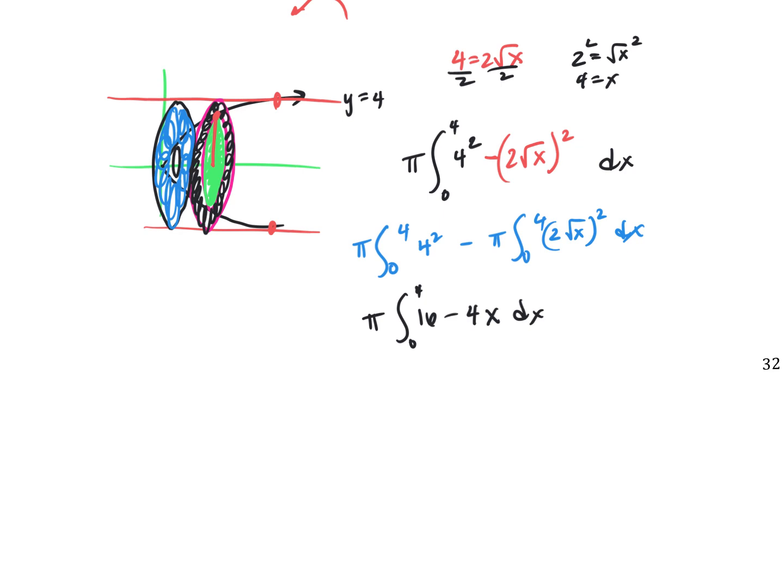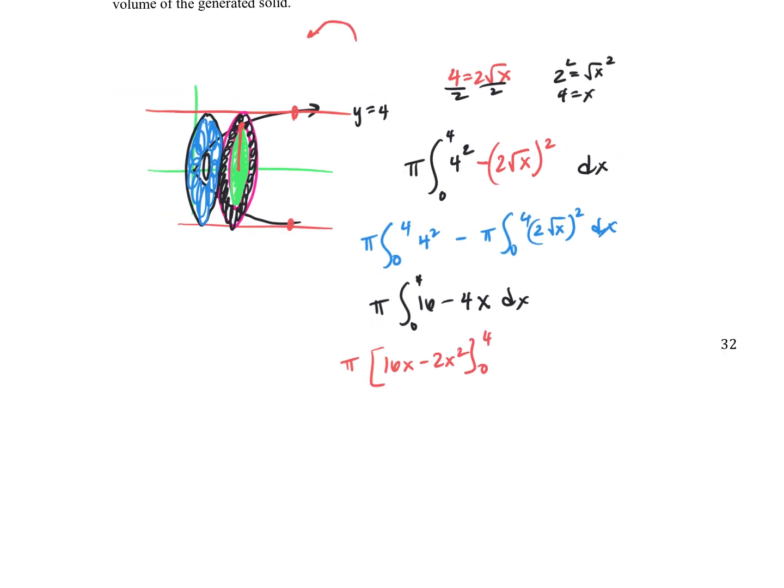Someone said, can we bring out that constant? Good call, Miss Queen. Unless it was being multiplied by my stuff, I can't bring that constant out front. It's pi times radius squared, so we cannot pull that 16 out. Great call. Antiderivative of 16 is 16x. Antiderivative of 4x is 2x squared, so 16x minus 2x squared from 0 to 4.